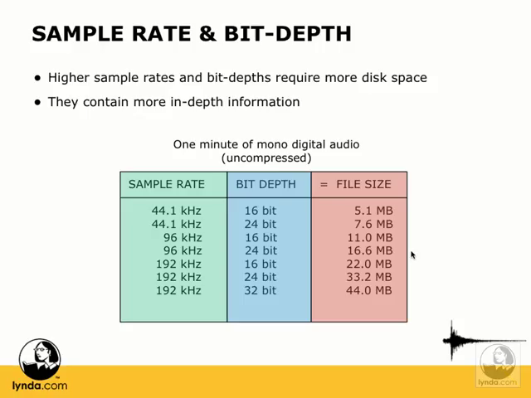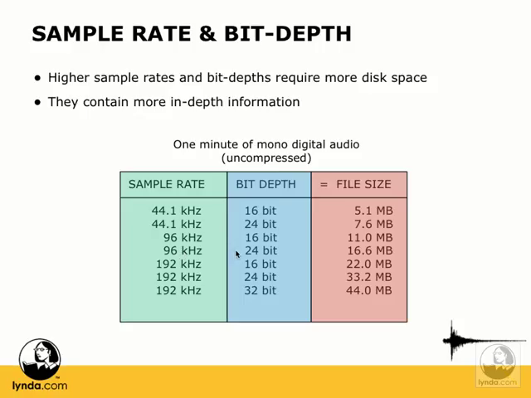So here I kind of have a list of the combination of sample rates and bit depths and the different file sizes they have. So we're looking at, for 1 minute of mono digital audio, uncompressed at 44.1 kilohertz and a bit depth of 16, we'll be looking at 5.1 megabytes for that single minute of mono audio. And you can see as we go up, it gets bigger.